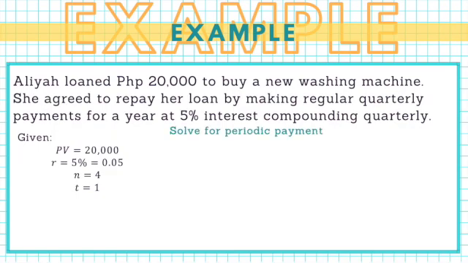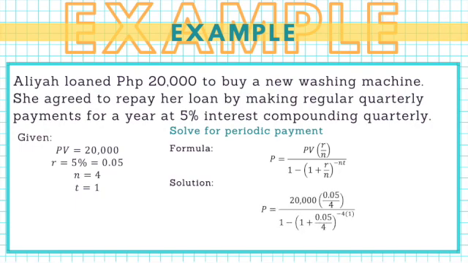To solve for the periodic payment, we use the formula P is equal to PV times R over N, all over 1 minus 1 plus R over N raised to negative N times T. We simply substitute our given values to the formula, and using our calculators, we will be able to see that the periodic payment is 5,157 pesos and 22 centavos. Now that we know the periodic payment for the loan, we can now construct our amortization schedule.